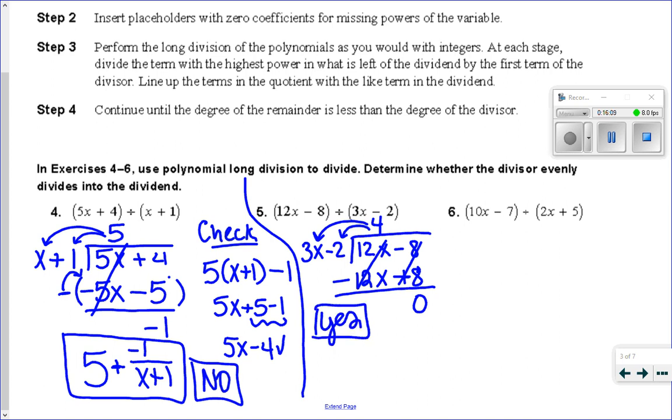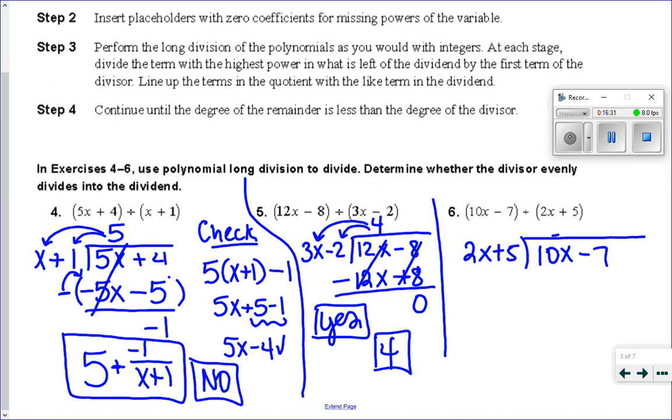The answer is yes, and our solution is 4. And if you tested it and did 4 times 3x minus 2, you should end up with the original 12x minus 8. Okay? Go ahead and try number 6 on your own, and if you feel good about that, then we'll go into the bigger ones. So try number 6, and then check it.